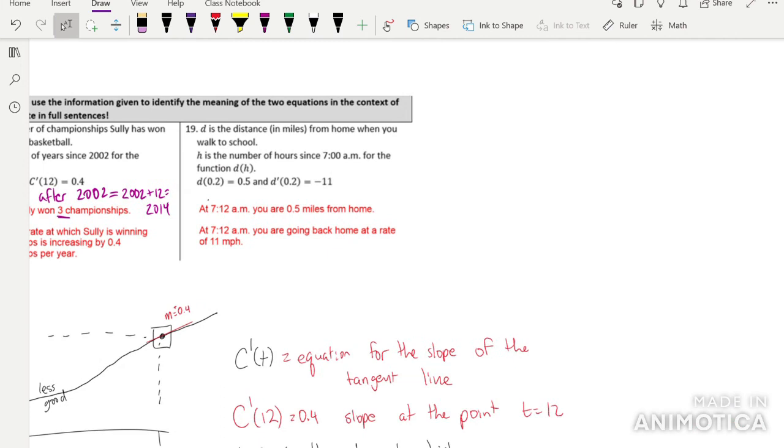So D is the distance in miles from home when you walk to school. H is the number of hours since 7 a.m. for the function d of h. So if I look at the function d of h, I have two things. I have the distance in miles, so I'll have 0.25, 0.5, 0.75, and then I have 1. Now remember, we don't really care about these, but we'll use them here anyways. And then the bottom is time.